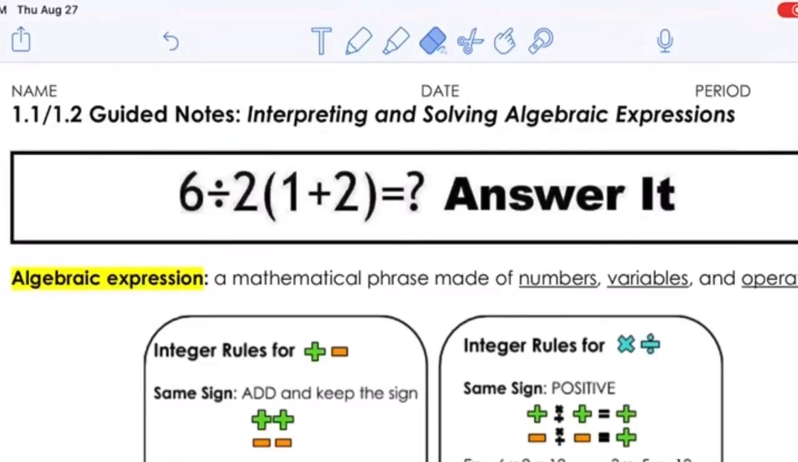In this video, I'll be covering Lesson 1.1, 1.2, Guided Notes, which talks about interpreting and solving algebraic expressions. So before we get into the lesson, I have a question here that I'd like you to think about and solve on your own. You can jot your thoughts down on a piece of paper, or just do it in your head, but I want you to look at this problem and try and solve it.